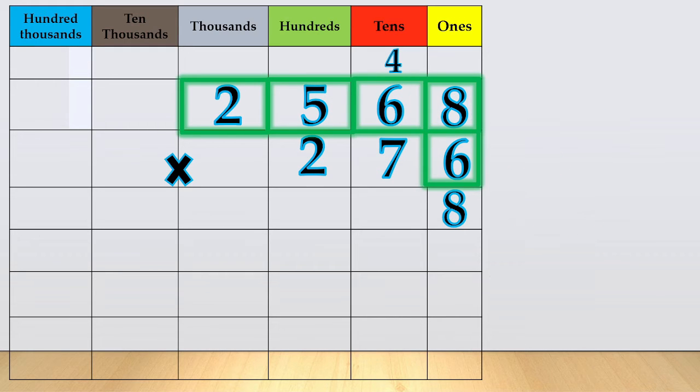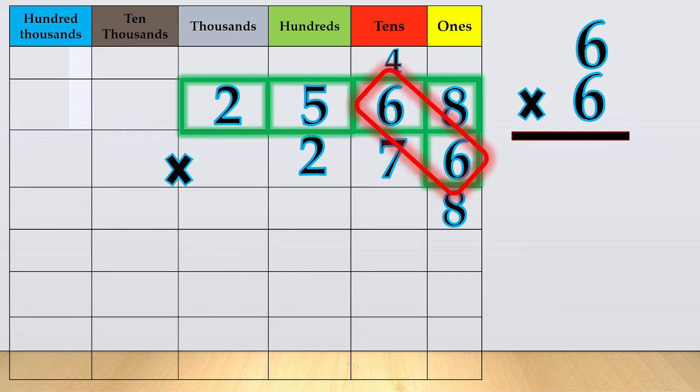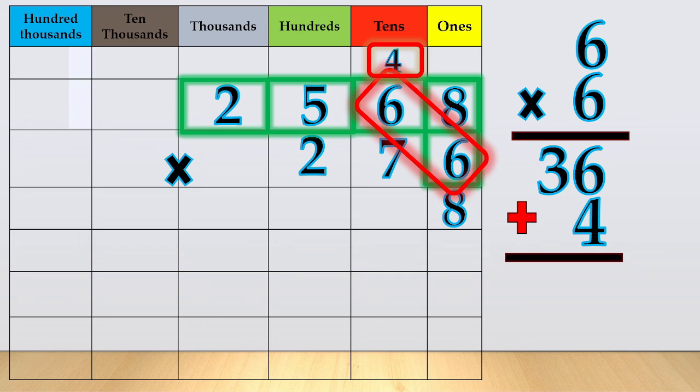Then, multiply 6 times 6. 6 times 6 is equal to 36. Add the 4 that we have carried over. So, 36 plus 4 is equal to 40. So, we need to regroup. 4 will be carried over in the hundreds place column above 5 and 0 under the tens column.